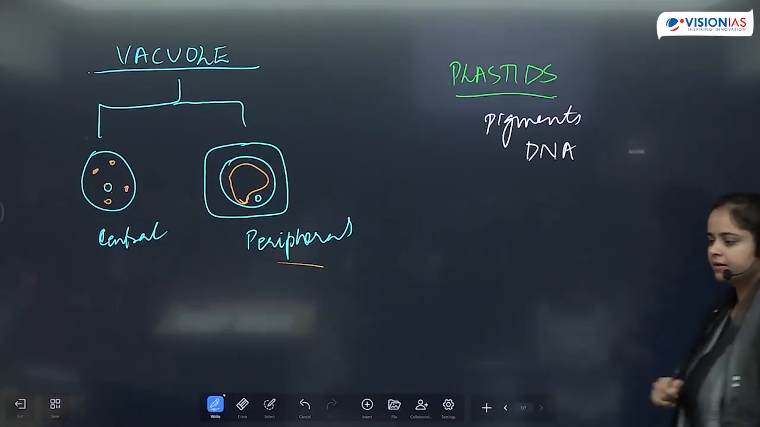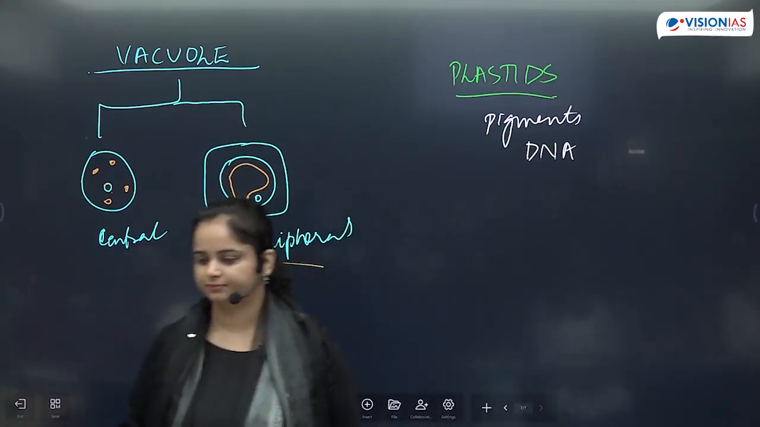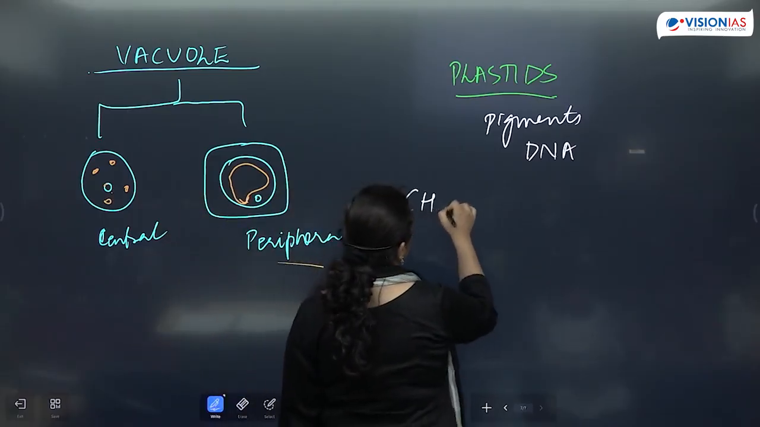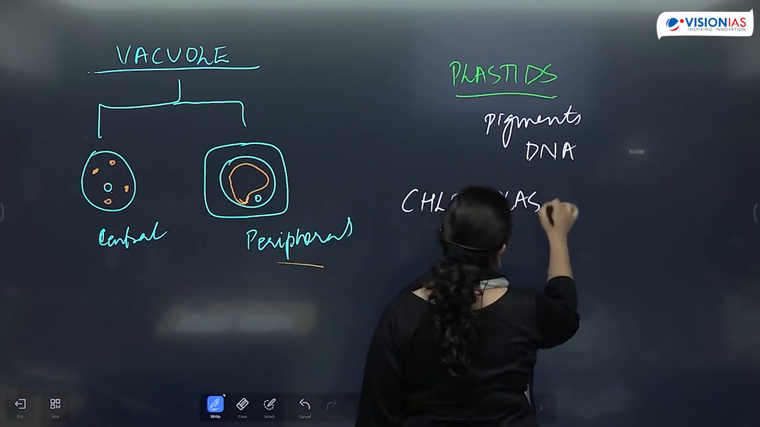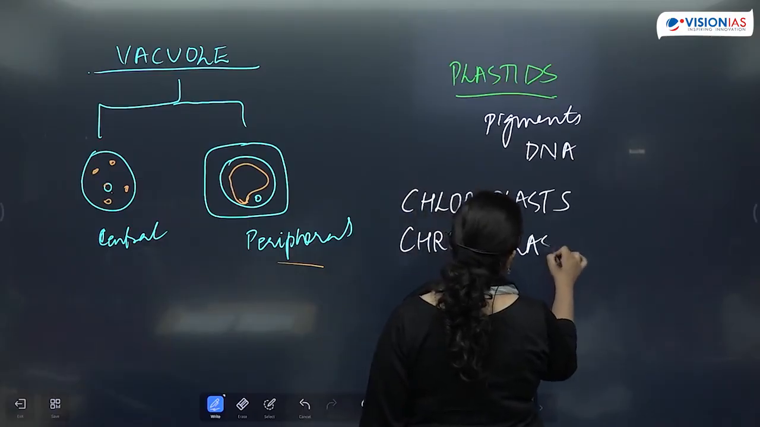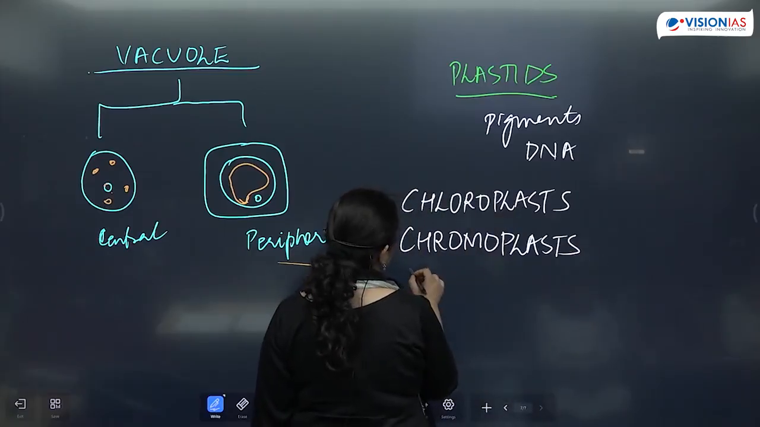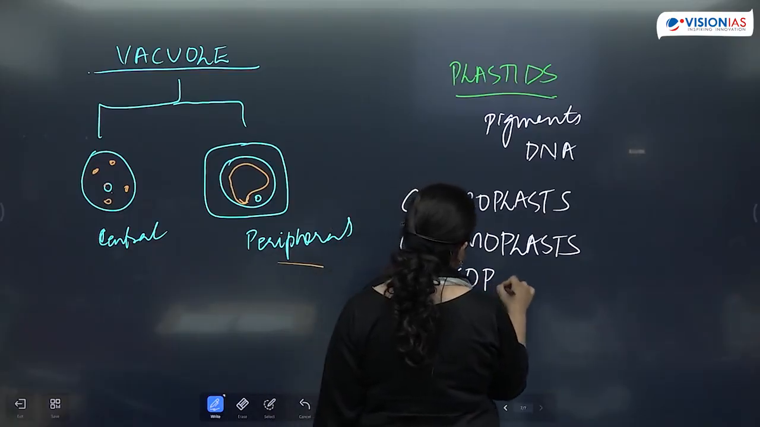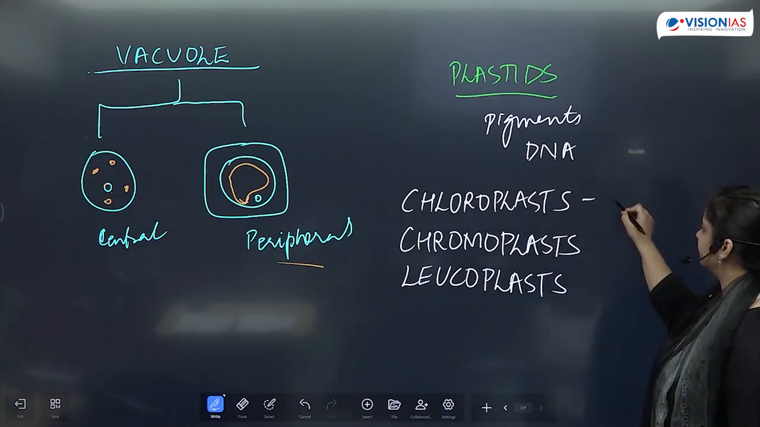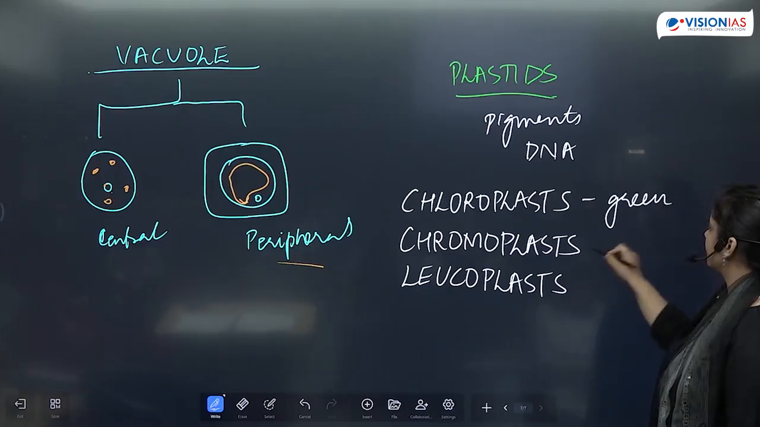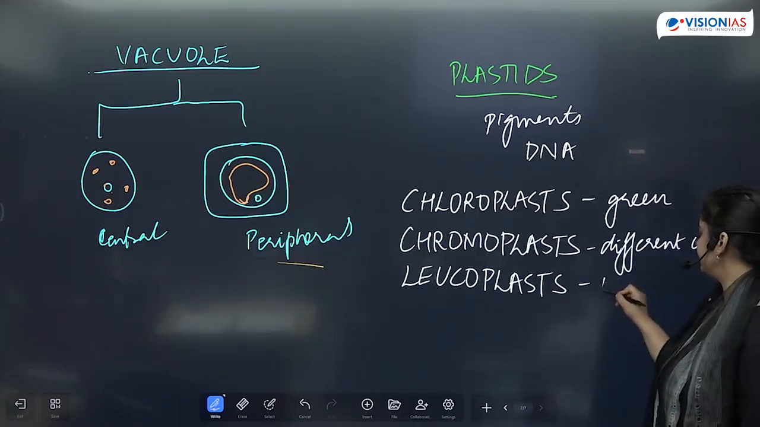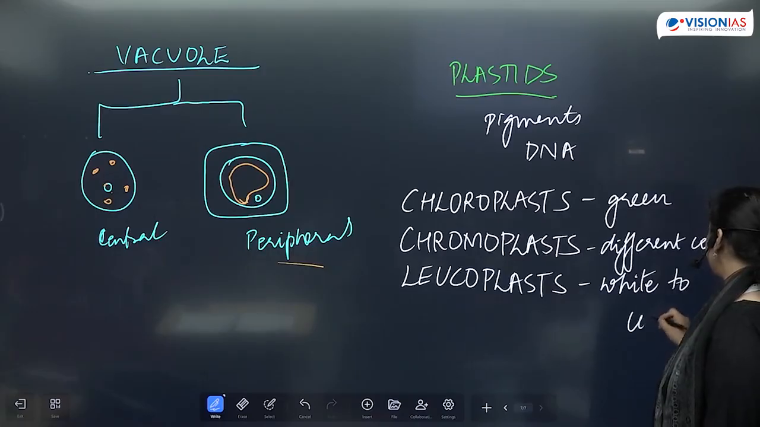Please write for plastids. Plastid contains pigments of different colors and are found only in plant cells. They contain their own DNA and are of three types.